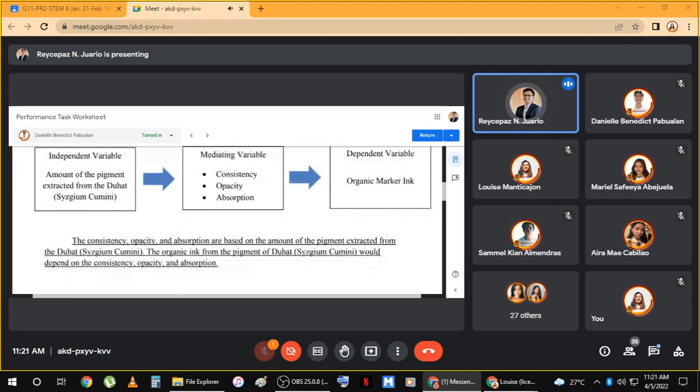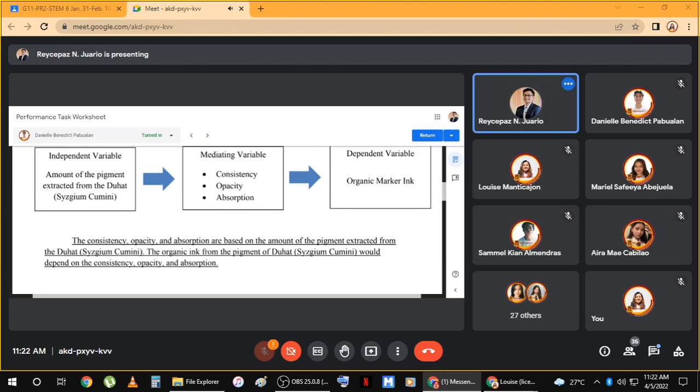There would also be a change in your consistency, opacity, or absorption, based on the amount of the pigment extracted. The organic ink pigment from the duhat would depend on the consistency. Circular. Okay, look at the description. The consistency, opacity, and absorption are based on the amount of pigment extracted from the duhat. The organic ink from the pigment of the duhat would depend on the consistency. It seems like it is... The placement, the syntax.